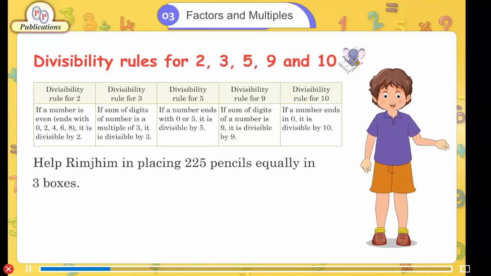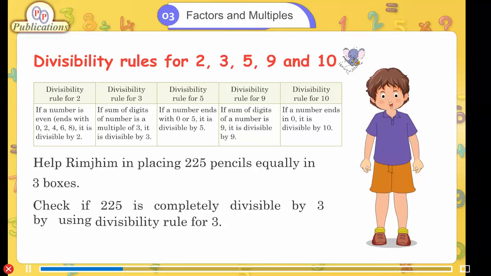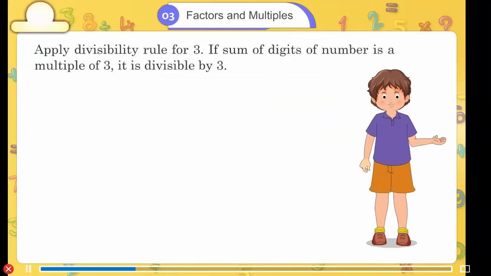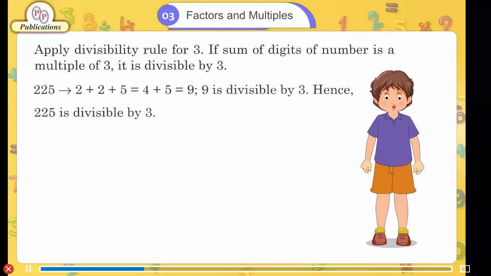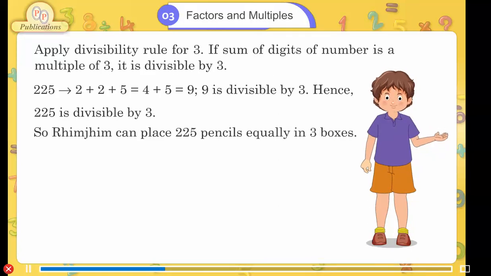Help Rimjim in placing 225 pencils equally in 3 boxes. Check if 225 is completely divisible by 3 by using the divisibility rule for 3. Apply the divisibility rule for 3. If the sum of digits of a number is a multiple of 3, it is divisible by 3. 225. 2 plus 2 plus 5 is equal to 4 plus 5 is equal to 9. 9 is divisible by 3. Hence, 225 is divisible by 3. So, Rimjim can place 225 pencils equally in 3 boxes.